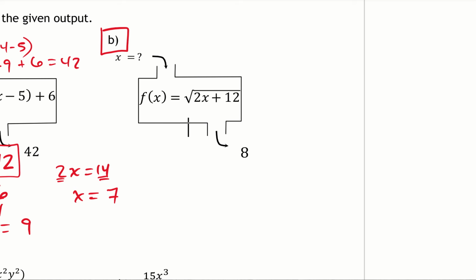Let me pick this green highlighter. This thing inside has a value. In fact, let me write down what this thing inside is. This thing inside the radical symbol is 2x plus the number 12. Now, that thing needs to be something specific if I want to get a square root of 8 kicking out of this machine. And the thing that it is, it has to be the number 64.